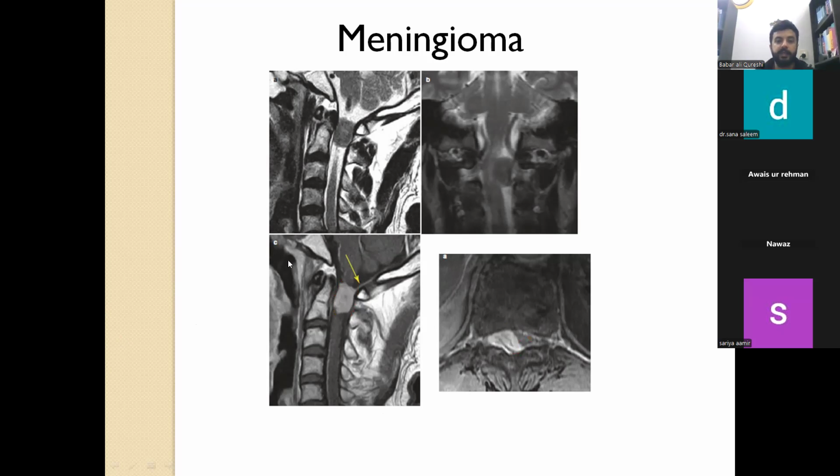When we talk about the intradural but extramedullary tumors, there are two common varieties. One is the schwannoma neurofibroma. Second one is the meningioma.